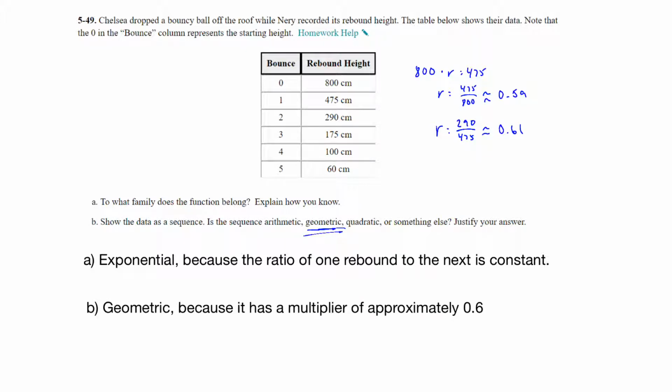And so once again, I said geometric because it has a multiplier of approximately 0.6. Now, some of you might say it's neither, just because it's not exact. I went ahead and said it's geometric based on the information, knowing that we've done this in class, and if we could be very precise or exact, it would work out exactly.